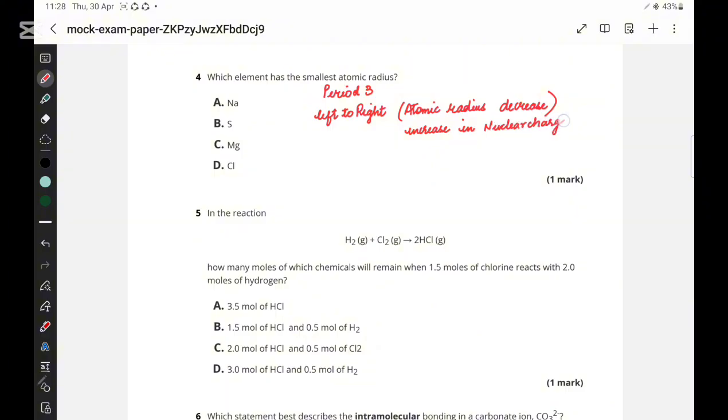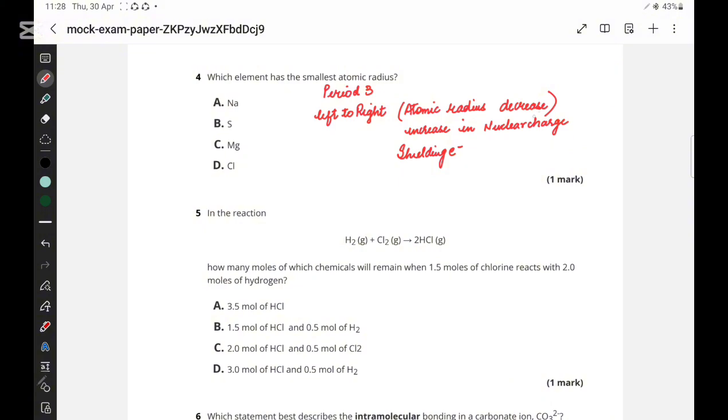As the nuclear charge, meaning the number of protons, increases, they are going to have more pull towards the valence electron, which causes the size of the atom to decrease. And also, as you move from left to right, the shielding electrons remain constant, and if shielding electrons are constant, then that would result in a decrease in atomic radius.